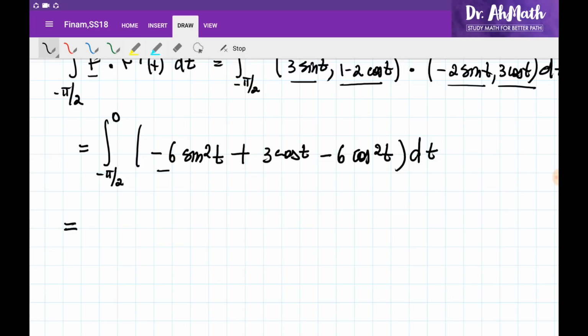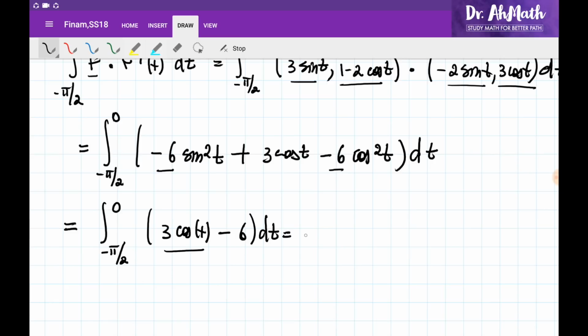If I take out minus 6 from the first and the third terms, what is left inside the brackets is sine square of t plus cosine square of t, which is equal to 1. So we can write down this integration from minus pi over 2 until 0 of 3 cosine of t minus 6, and we need to integrate this with respect to t. The antiderivative of the first term is going to be 3 sine of t, and the antiderivative of the second term is going to be minus 6t.